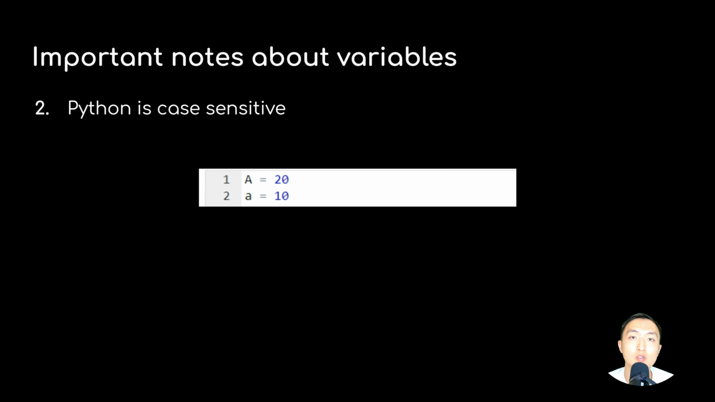The second important note is a reminder that Python is case sensitive. Let's look at this example over here. Uppercase A stores integer 20 and lowercase a stores integer 10. Although to us, these two variables are the same, they're both A, they're the same letter, they are different in the eyes of Python. One is uppercase and one is lowercase.